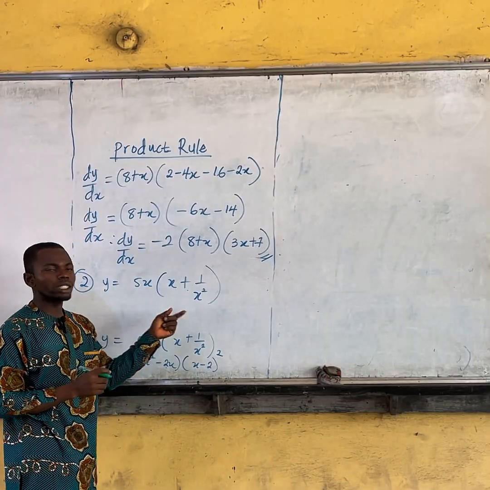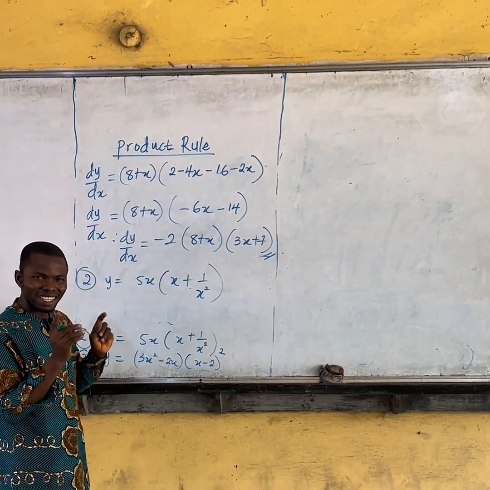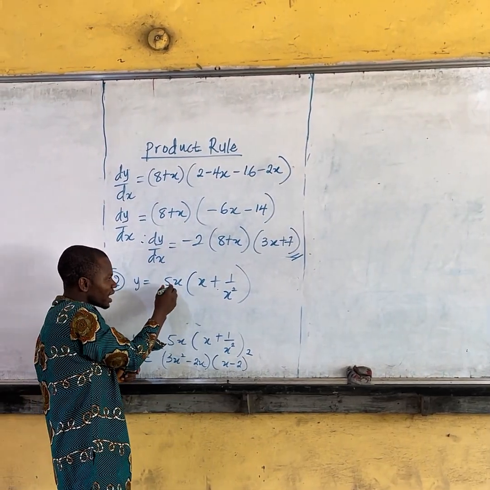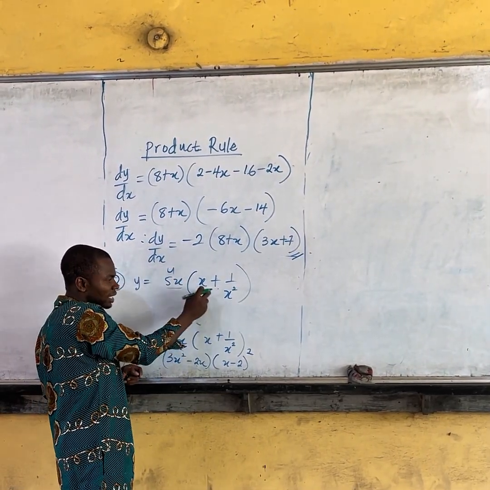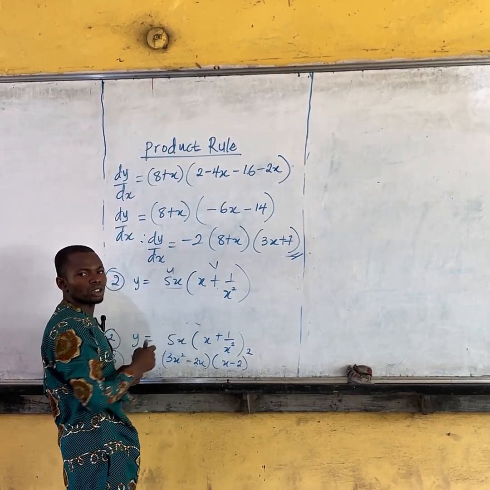This is the question we are given. Product rule. Why is it product? Even if you are not told that it's product, you should know that this is product. There's x here, 5x, u. There's also x here, v. u is a function of x, v is a function of x.